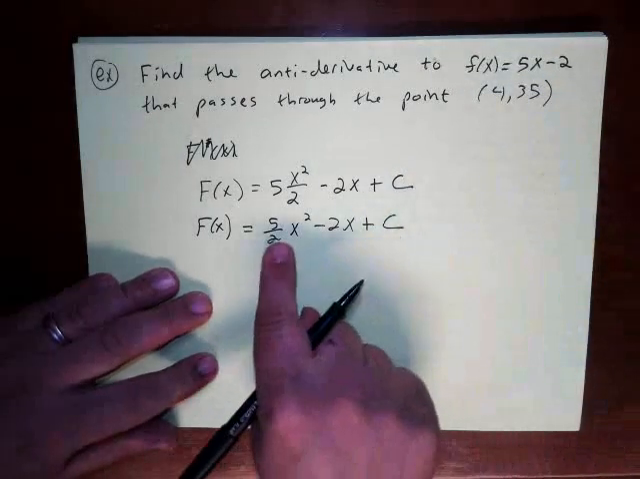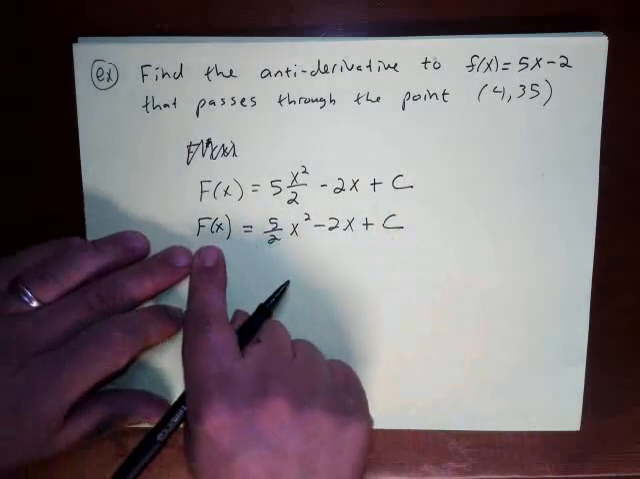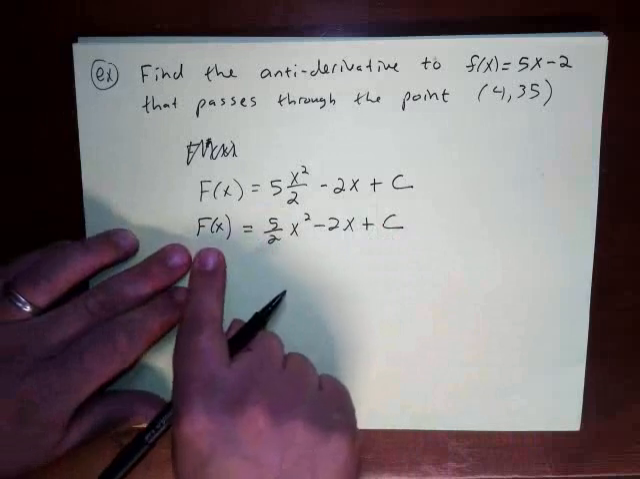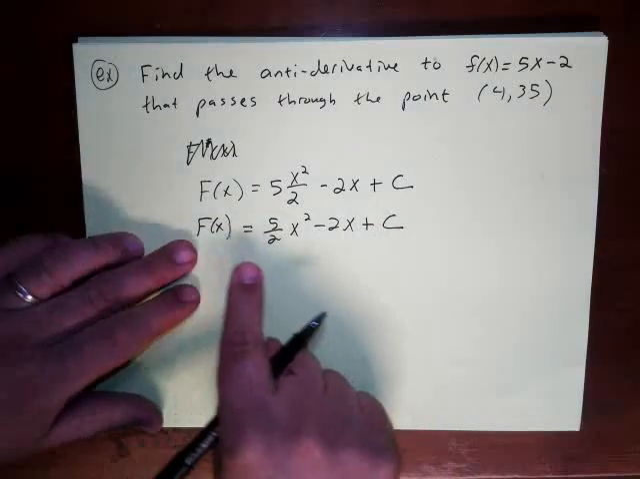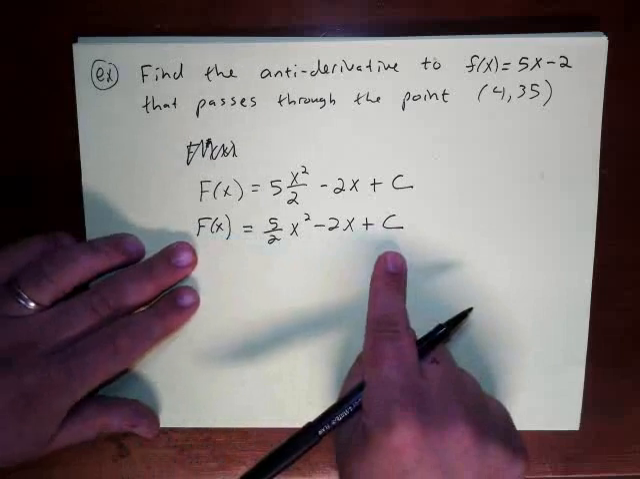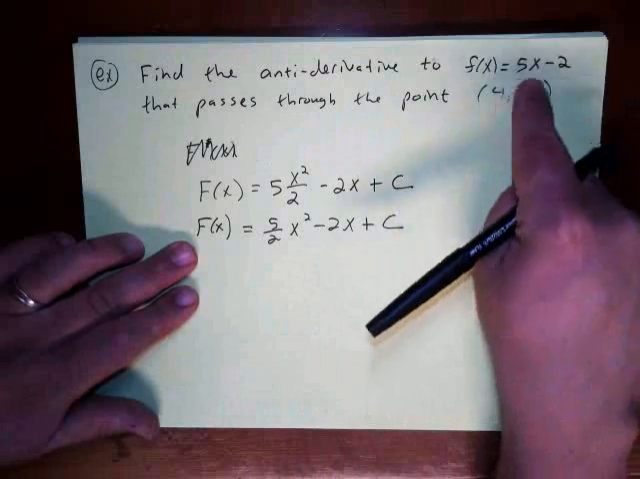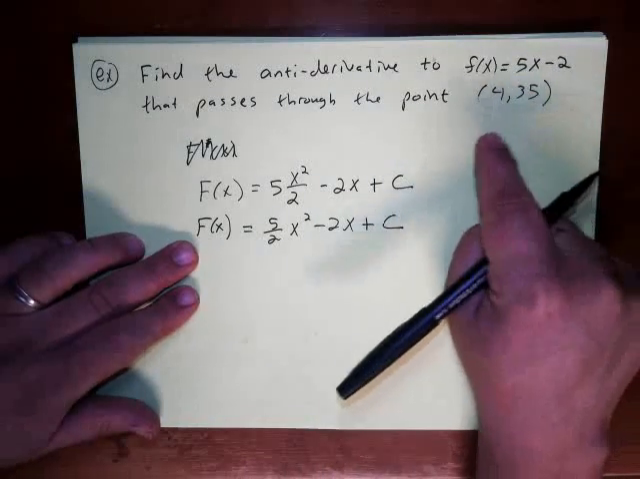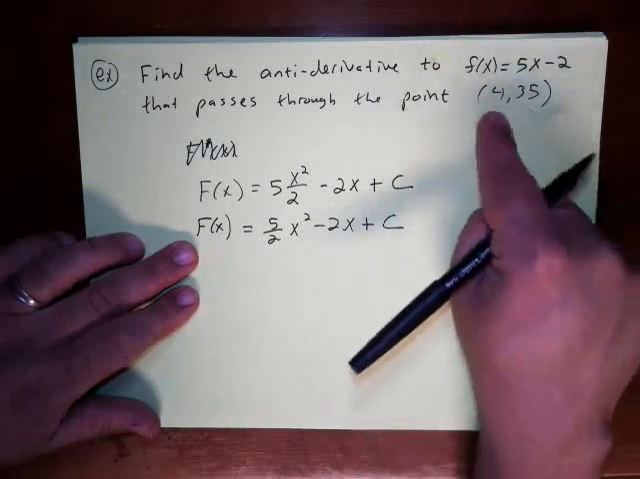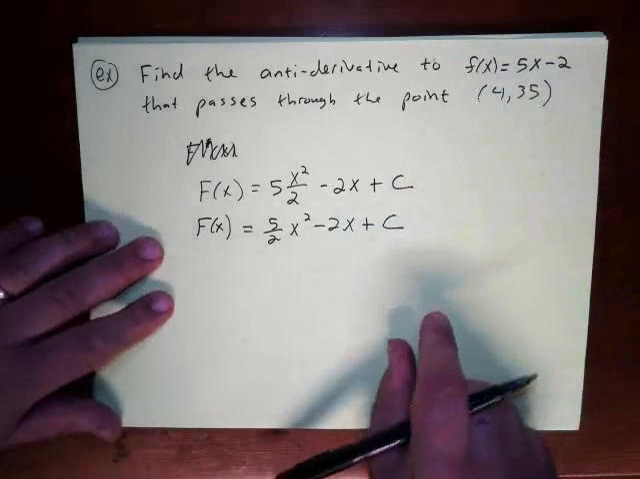So what I do here is I plug in 4 for my x, and for my y value, or my f of x value, I plug in 35. And then I can solve for c, and that's going to be my constant for the particular antiderivative that's going to pass through this point, or that'll give me 35 when I plug in 4.